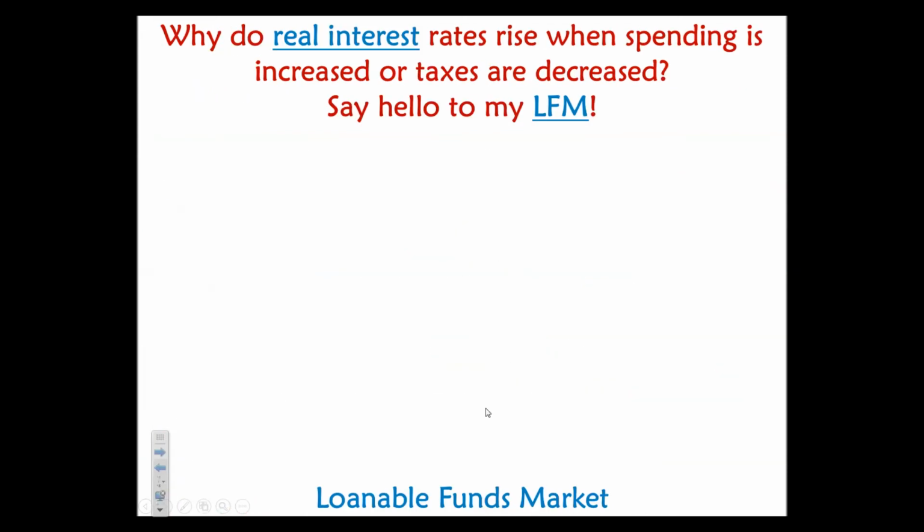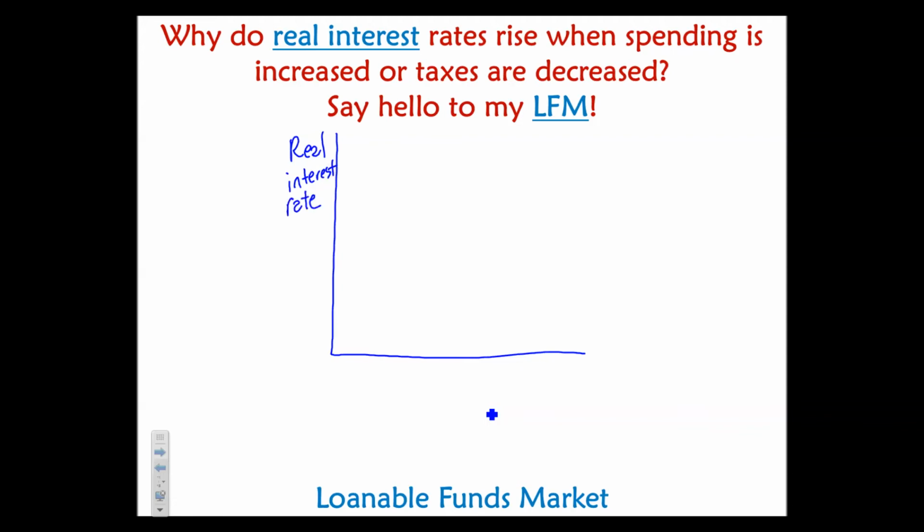Now, let's go back. Let's talk about the loanable funds market. Okay? I just threw something new at you. So let's look at the loanable funds market. All right, this is simply a market where funds are bought and sold.